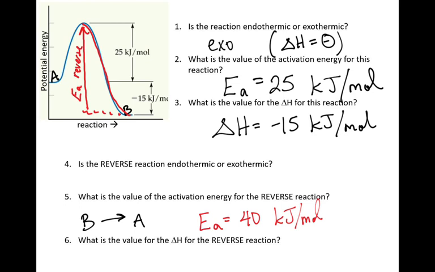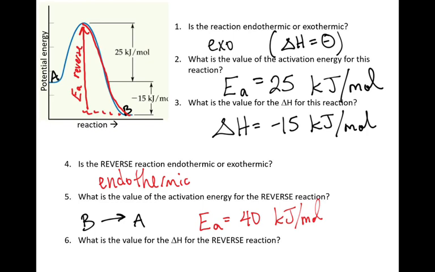Answer to 5 there. 4 was endo or exothermic. So if you go from A to B, it's exothermic. So therefore, if you went backwards from B to A, would that be exo or endo? Endo. We did this a while back when you flipped a reaction around. Remember, it flipped the sign of the delta H. So now we're going to be endothermic for this way.